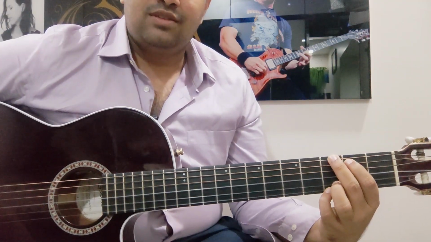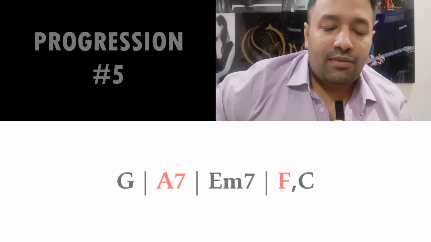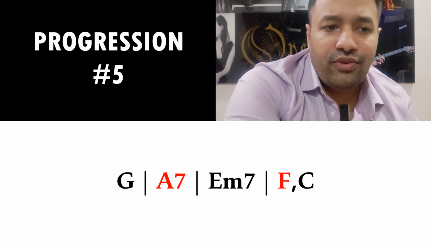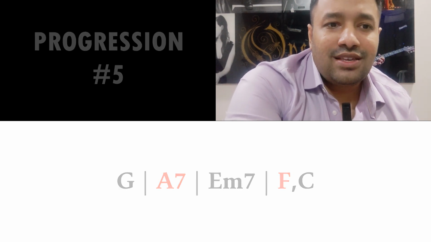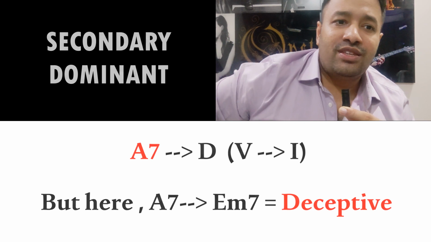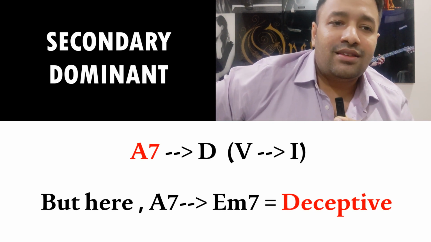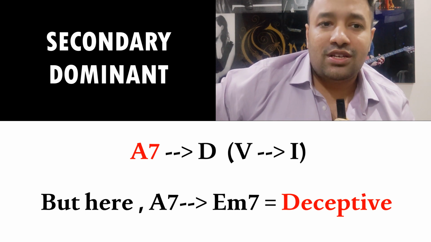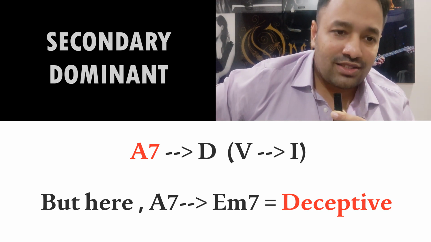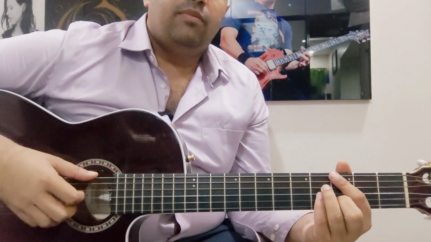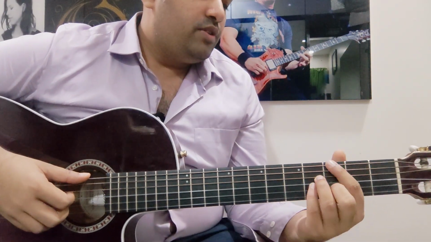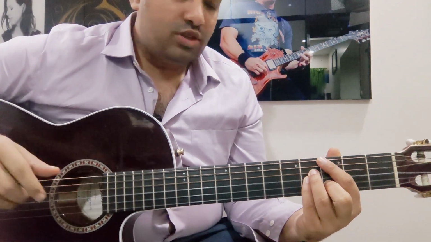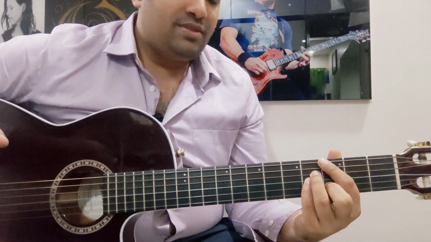Now let us look at the analysis for this. Now coming to this progression 5, here we have the A7, which is again a secondary dominant with a deceptive cadence, where this time it resolves into the E minor instead of the D major. So just like in progression 2, again we have a deceptive cadence. Now coming to the very last chord progression, which is again a music piece. So this is progression number 6, I think.